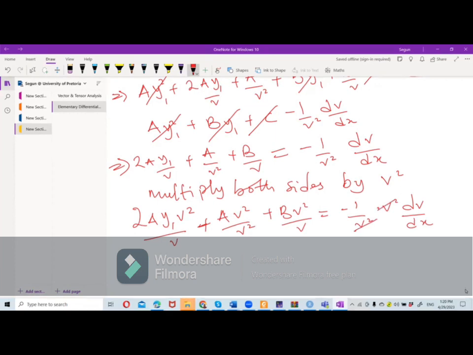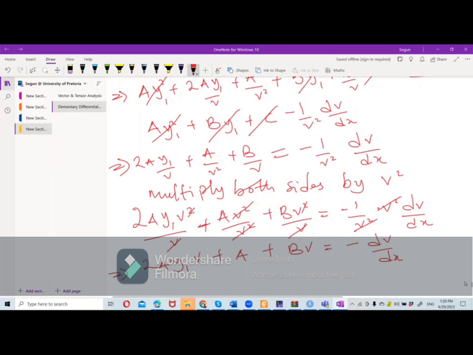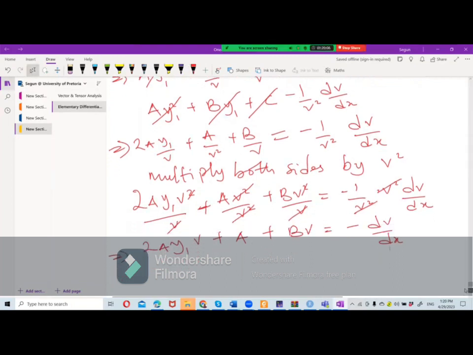This cancels this. Do you agree with me? Now, one of these v's will go, the 2 will go here. At the end of the day, we have 2a y1 v plus a plus b v equals negative dv dx. Any question? Do we all agree at this point? Yes, sir. Okay, let's continue.